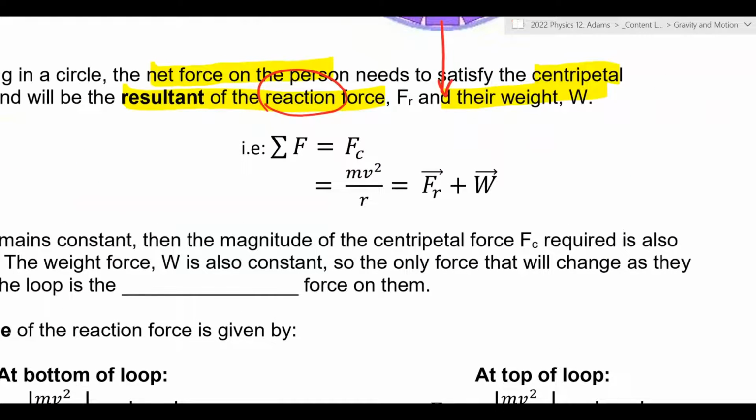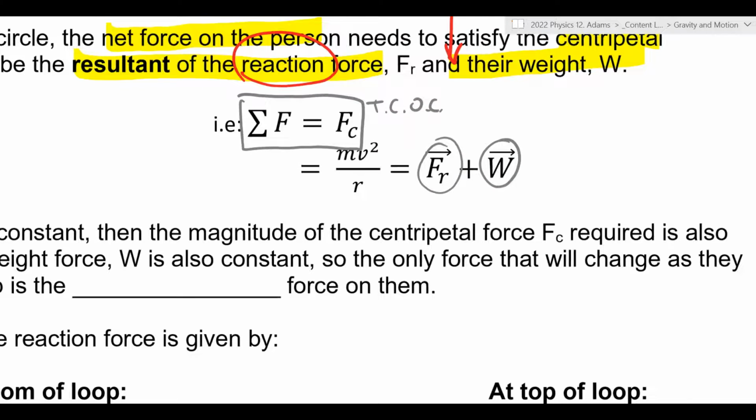So once again, we start with a basic truth that if things are going to move in a circle, your net force needs to be towards the center of the circle and supply that centripetal force requirement. Where does that mv squared on r come from? It's the net or resultant of your reaction force and W for weight. All right. That's inescapable. All we're going to do now is recognize that we're just going to tweak that formula. That's all we're going to do.